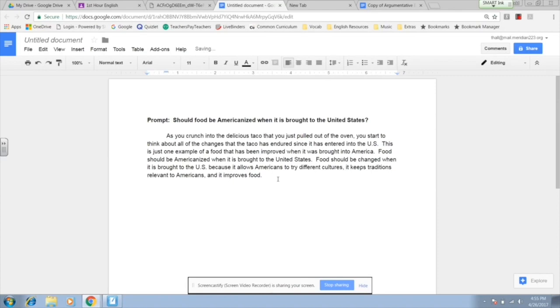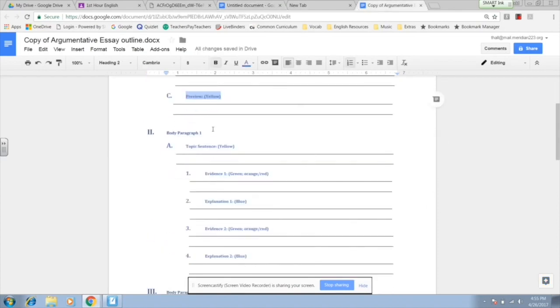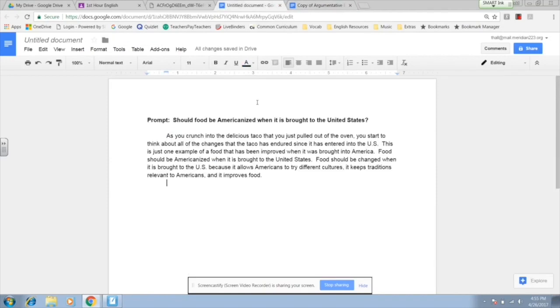My next job, if I go back to my outline, is to come up with my topic sentence. And remember, our topic sentence is yellow because it comes right from my preview. So my first body paragraph is going to have a topic sentence from my first point in my preview. So basically, I'm going to restate this all the way up to right there, my first comma. I'm going to say food should be Americanized when it is brought to the United States because it allows Americans to try different cultures. So my next job is I need a piece of text evidence that proves that food allows Americans to try different cultures.